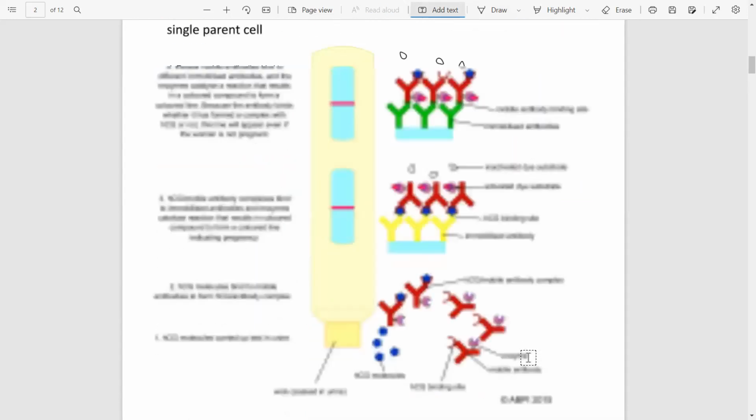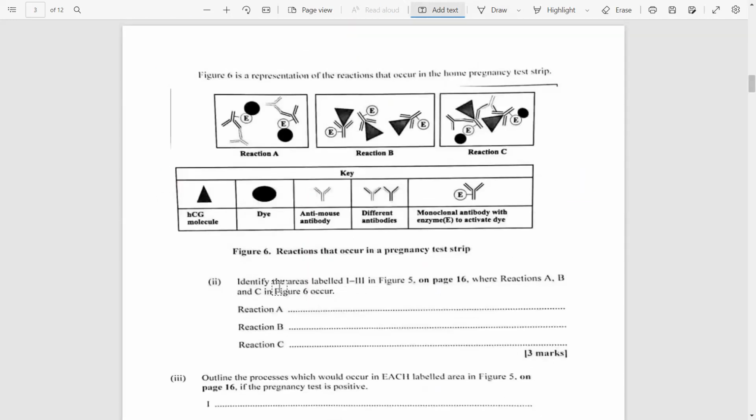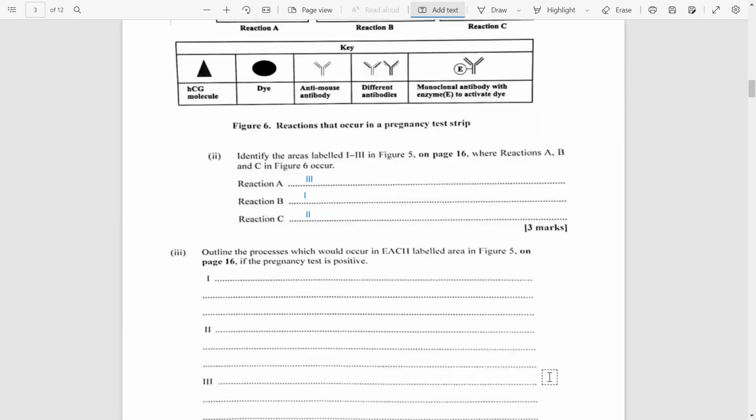All right. Identify the area. So we said reaction A would have been at number 3, B would have been at number 1, and C would have been at number 2. So then now we are to outline the processes which would occur in each labeled area in figure 5 if the pregnancy test were positive.